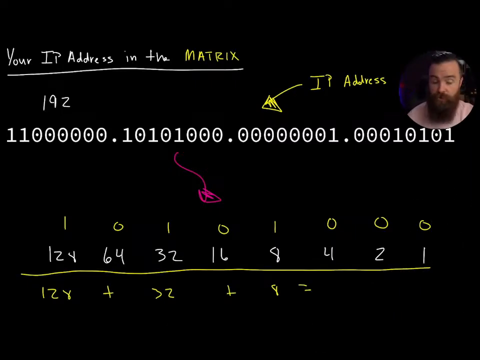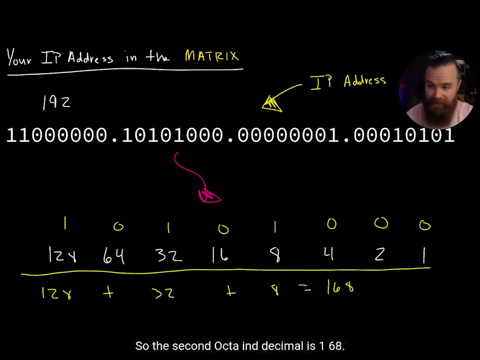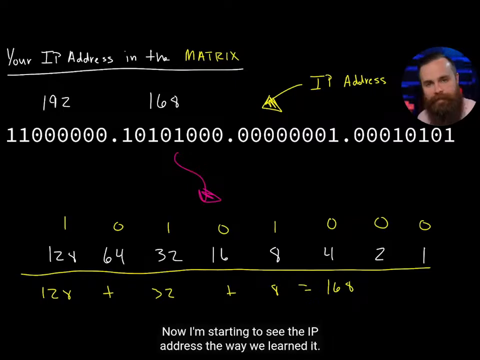Now let's add those together. 128 plus 32 is 160, and then 160 plus 8 is 168. So the second octet in decimal is 168. Now it's starting to look familiar, isn't it? Now I'm starting to see the IP address the way we learned it. Let's do it again, but faster.